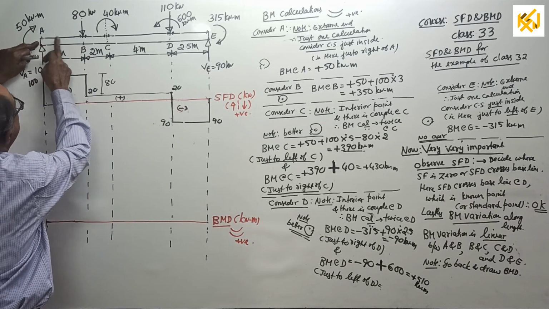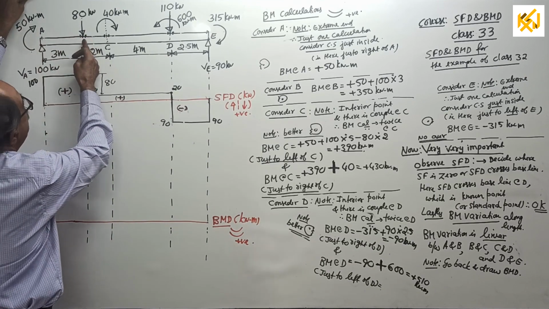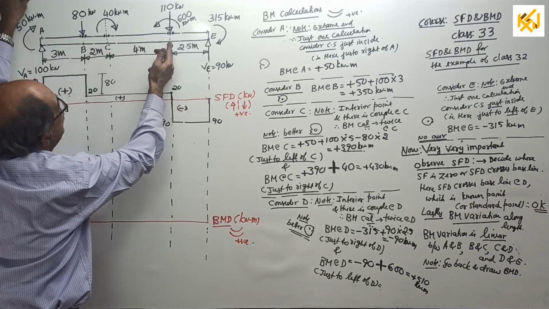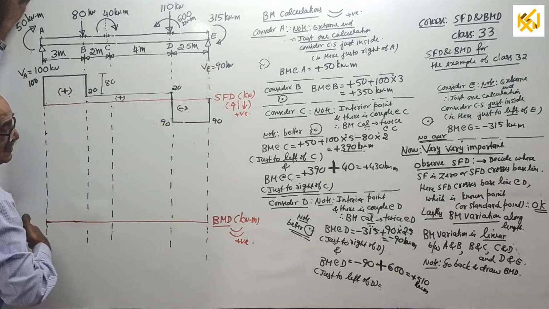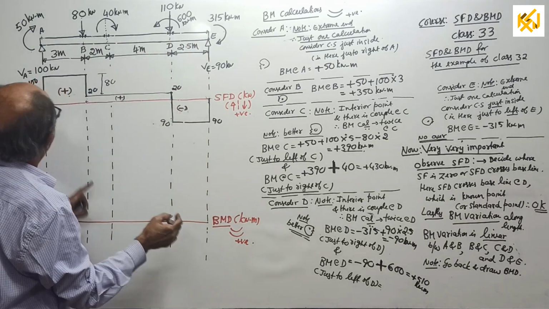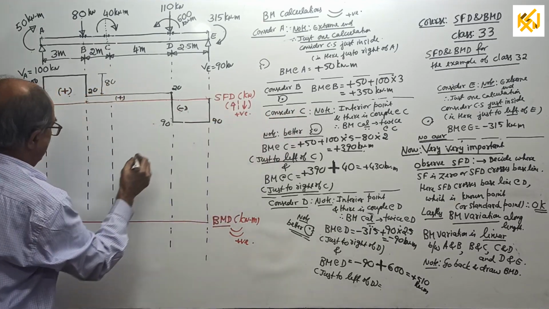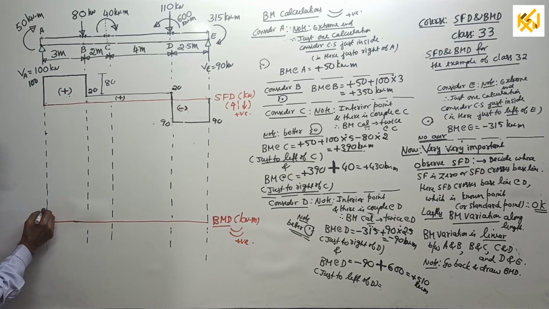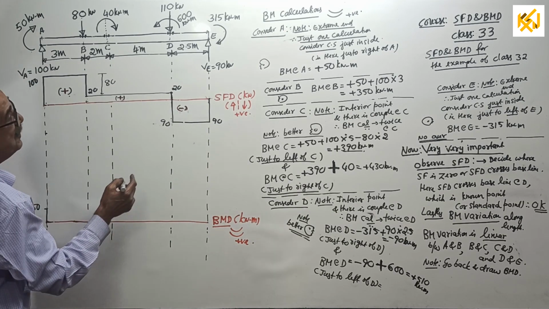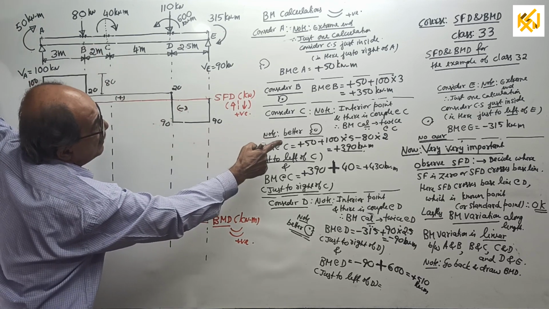Constant between A and B, then between B and C, then between C and D and E. Start. Plot the values. Now, BM at A came how much? Plus 50. So some scale, I will mark plus 50. See, that's all. 50. Don't write plus here. 50.